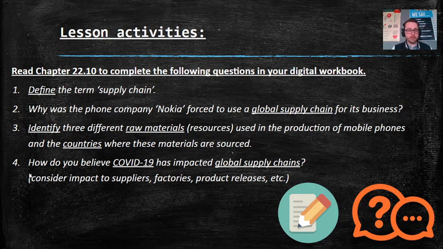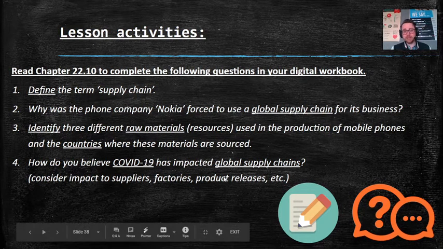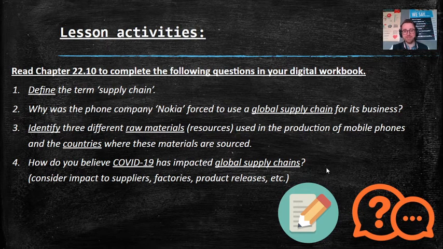Question 4. This one's not in the textbook. It's out your window. Question 4. How do you believe COVID-19, coronavirus, has impacted global supply chains? So early on, during all this pandemic shenanigans, you probably saw news articles, or you saw social media posts or whatever about, there's not enough toilet paper on the shelves, or there's not enough flour or whatever. That's because COVID-19 impacted the global supply chain.